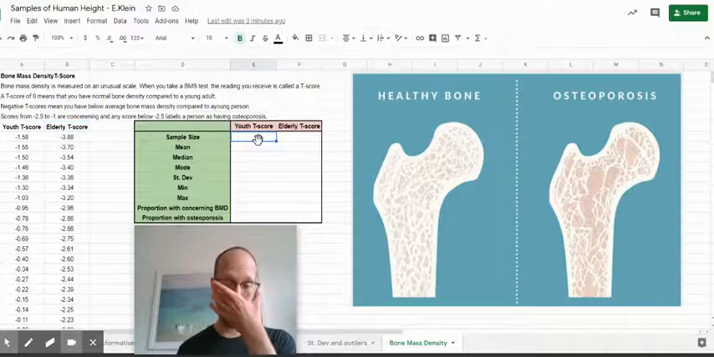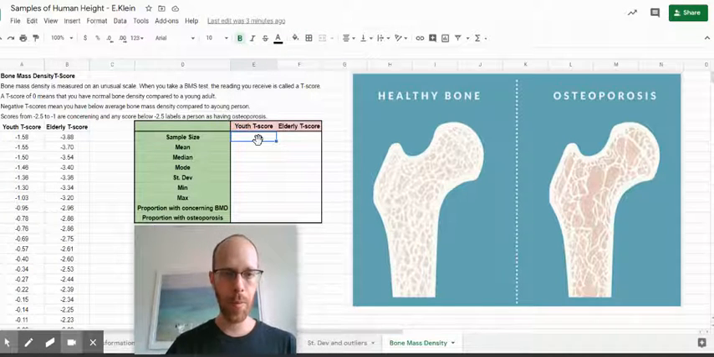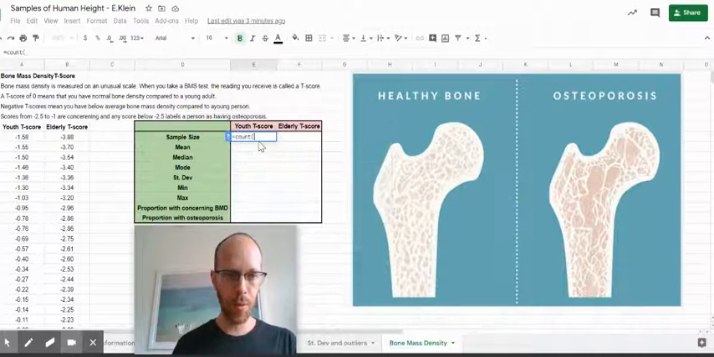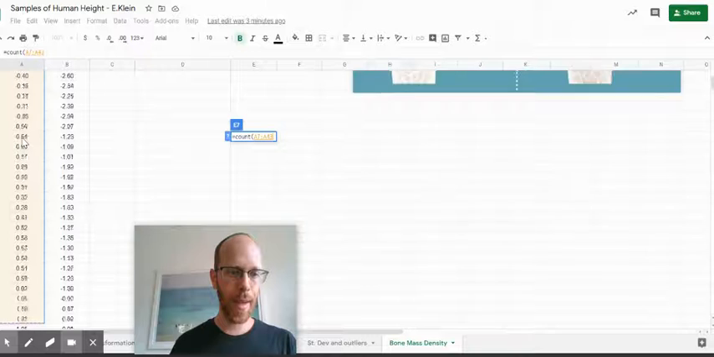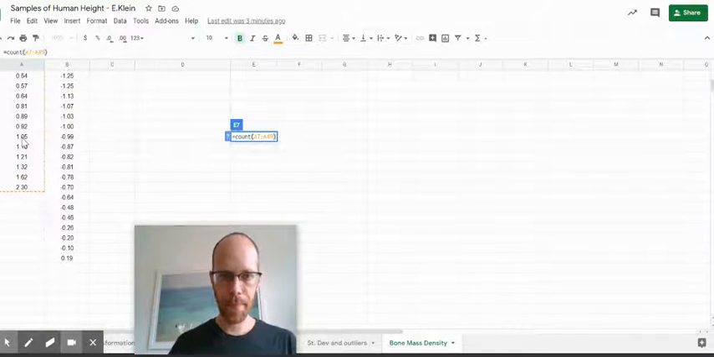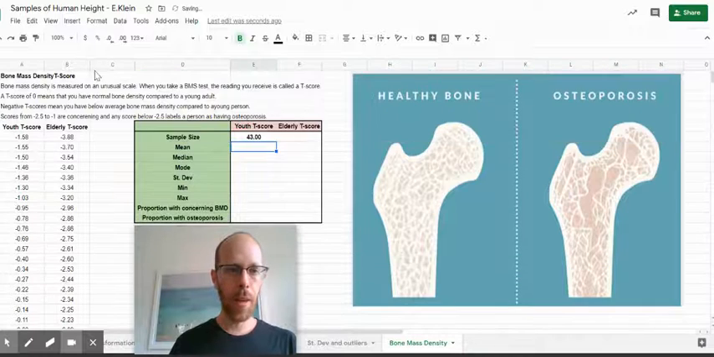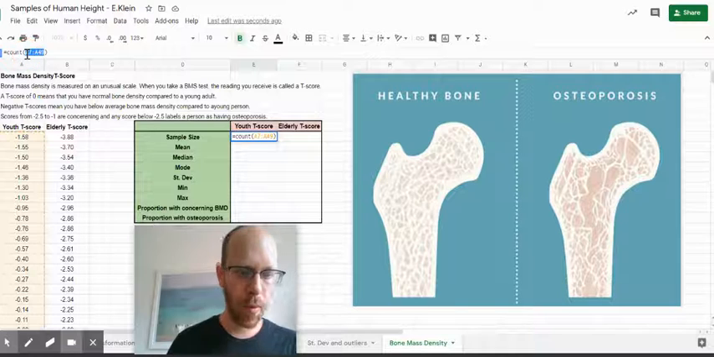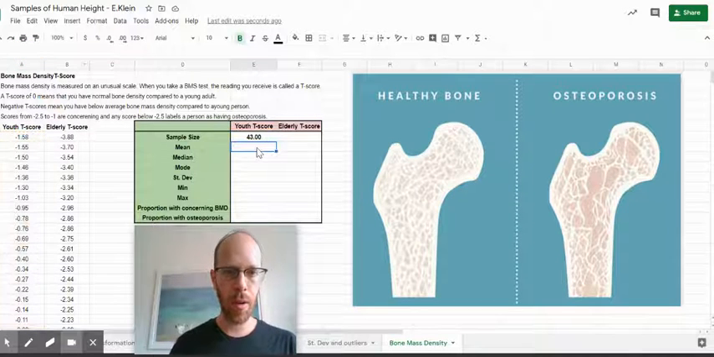And the first thing that we're going to do is get our summary statistics, beginning with the sample size. The way you get the sample size is to do count from, let's see, this is A7, all the way down to A49. Now we can use that range. Just going to copy those for the rest of our column.